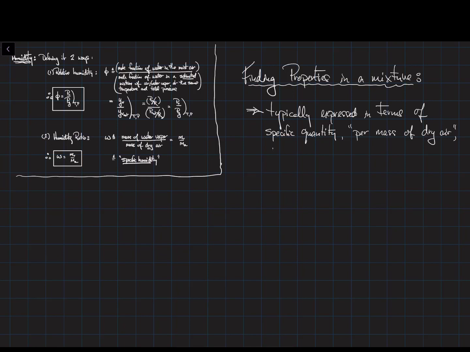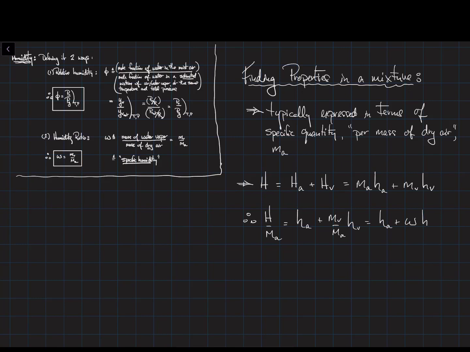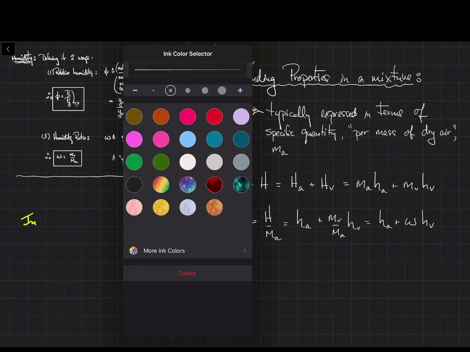So let's go back to that enthalpy definition that we started off with, where the total extensive enthalpy is the sum of the two enthalpies of the constituents, and we're going to divide that by the mass of the dry air to illustrate the point, which means that now the enthalpy of the total mixture divided by the mass of dry air is equal to the specific enthalpy of the air within the mixture plus the humidity ratio times the enthalpy of the vapor itself. So you see that humidity ratio becomes handy.